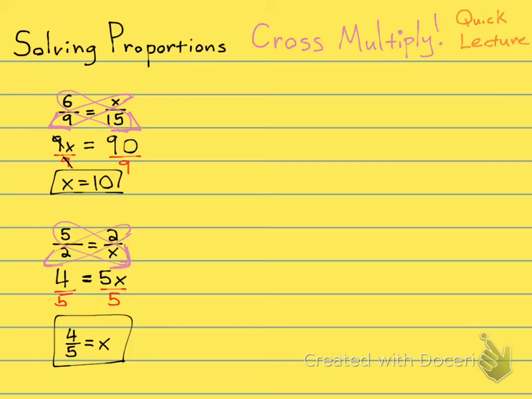And that's it. When you see a proportion, all right, now in these cases, I didn't have any polynomials, but when you see a proportion, you just cross multiply. Once you cross multiply, you're either going to have a linear or a quadratic equation, and you can solve accordingly.